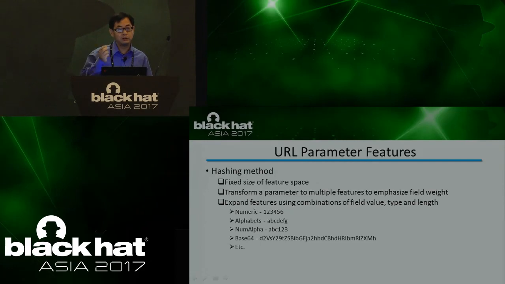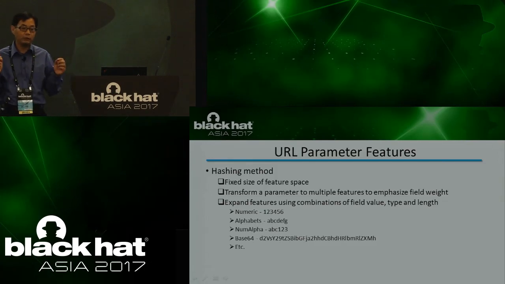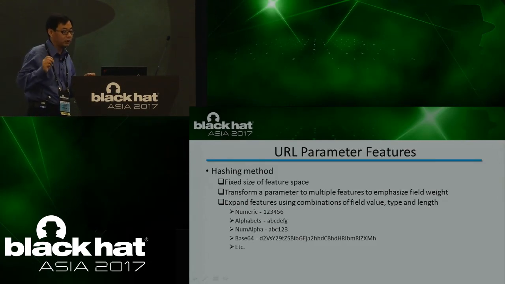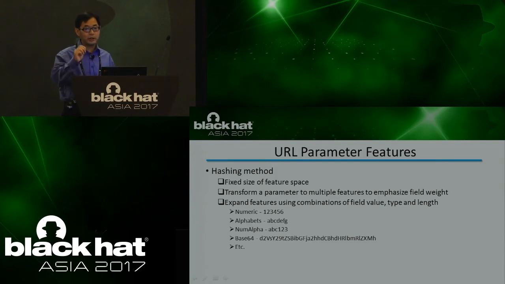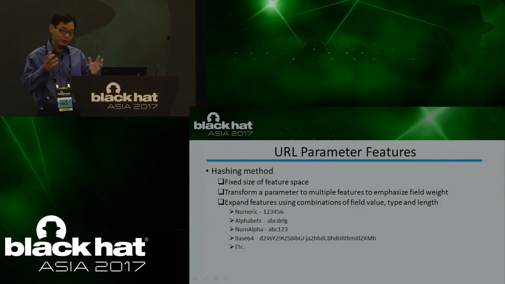For this fixed size, we experimented with maybe 500, 1,000, 2,000. We found the best number is around 3,000. It's not that big, but it's still enough to avoid hashing collisions. So once we address this dimension issue, we can try to extract some usable features from a pair of key-value parameters. If you simply look at the text itself, key equals value, it doesn't tell you much. So I can give you an example.